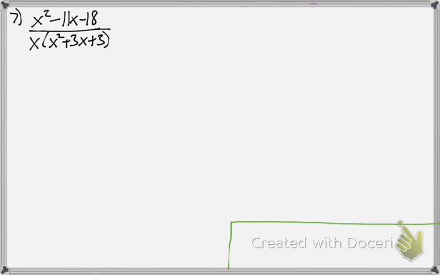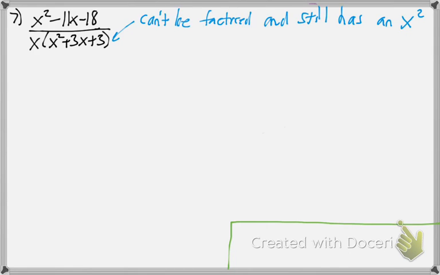So for number 7, if we try to factor that denominator, that trinomial can't be factored. And it still has an x squared. So this actually changes how we have to do this. So this can't be factored, and it still has an x squared on the inside of the parentheses.